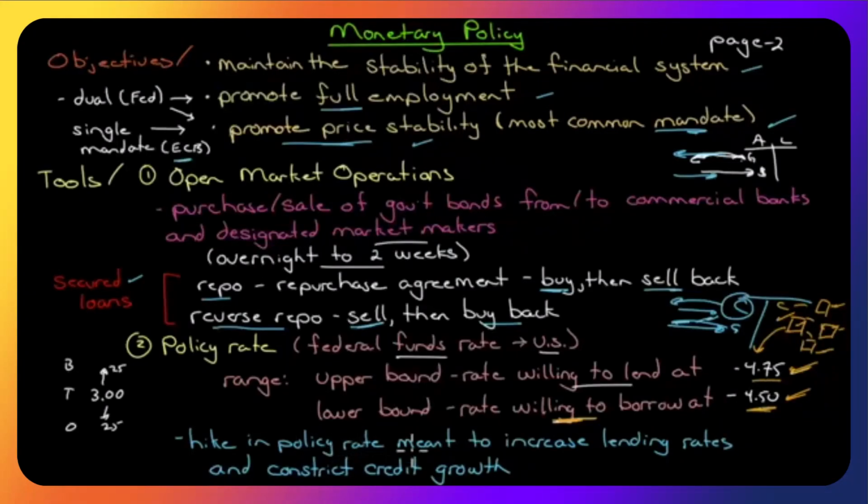A hike in the policy rate is meant to increase lending rates and constrict credit growth because the bank's cost of funds is whatever this range happens to be. So let's say you go into the middle of the range, 4.625, and just say, well, okay, on average, that's the cost of funds. If that's what it costs the bank to obtain short-term funds, well, then all its loans must be based off of at least that level and higher, right?